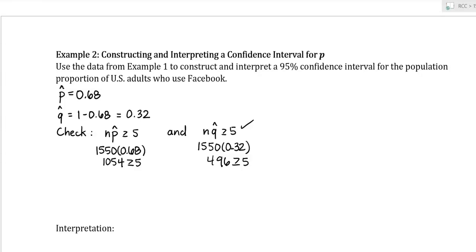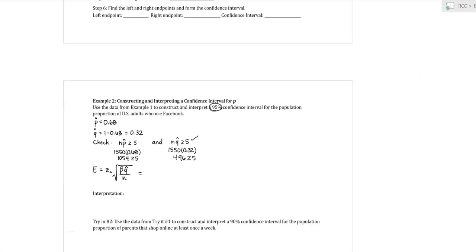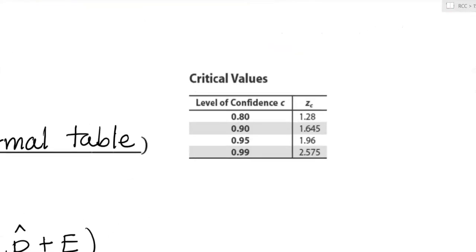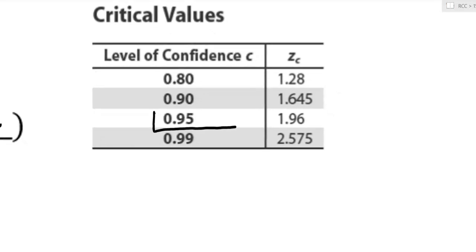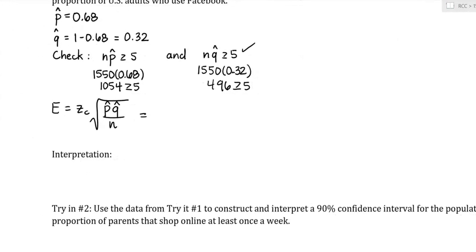So both of these conditions are true, which is very good because now we can use the formula for the error E, which is equal to z sub c multiplied by the square root of p hat times q hat all divided by n. The critical value that we will be using depends on the fact that we have a 95% confidence interval. So I'm going to scroll over to my table of critical values, and I can see that with 95% confidence, our critical value is 1.96. So I will be using 1.96 for our z sub c value in this error formula.